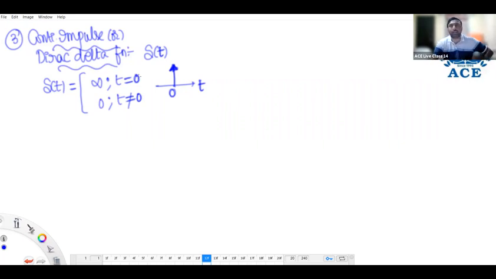Can you generate practically this type of signal, sir? Is it possible for us to generate this type of signal practically? A signal that is occurring for nullified time but having very large amplitude like infinity. Is it possible? Physical generation of this one? No, but still we are using it.